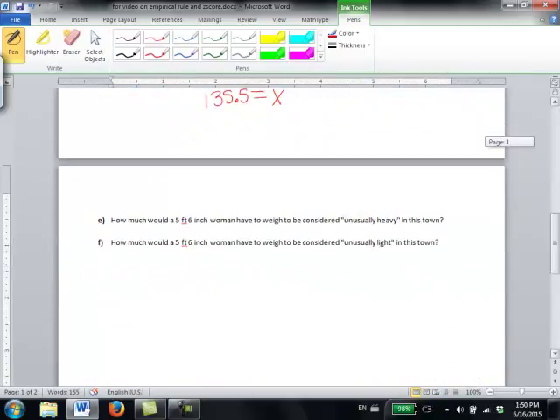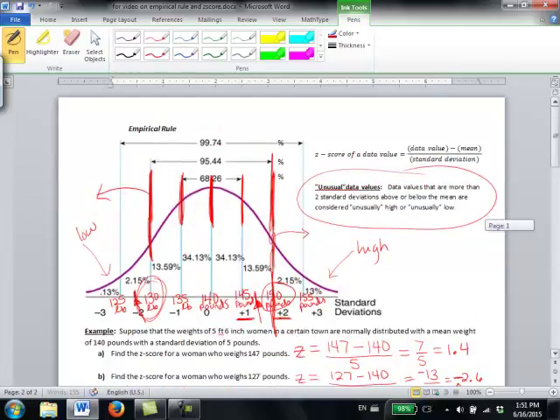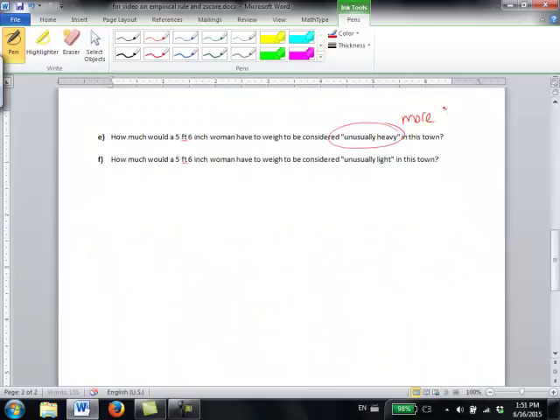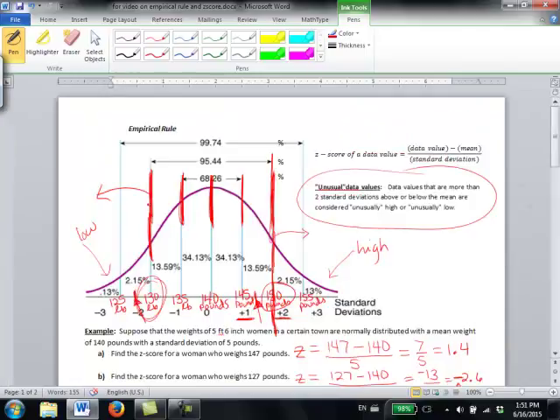So how much would a 5-foot 6-inch woman have to weigh to be considered unusually heavy? She'd have to be more than 2 standard deviations above the mean. That would be more than 150 pounds. How much would a 5-foot 6-inch woman have to weigh to be considered unusually light? That would mean that was a woman who was more than 2 standard deviations below the mean, so that would be less than 130 pounds.